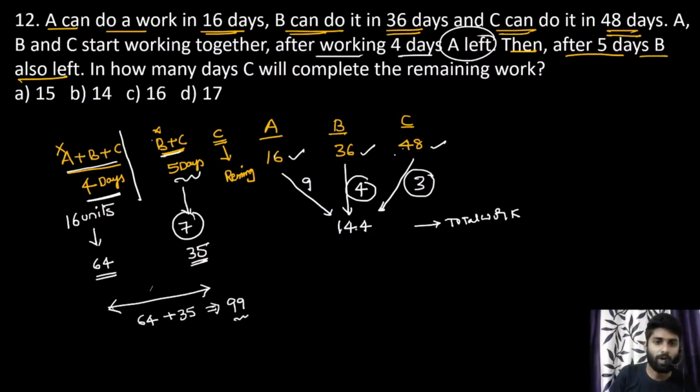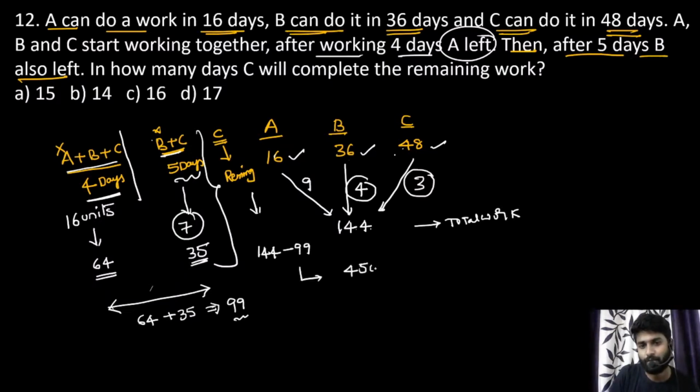Now see, out of 144 units, 99 units are completed up to now. Then what is the remaining, guys? The remaining value is exactly equal to 144 minus 99. The value becomes exactly 45 units.